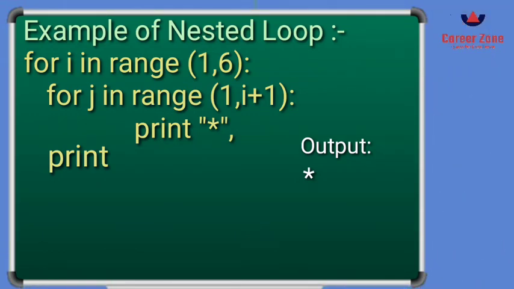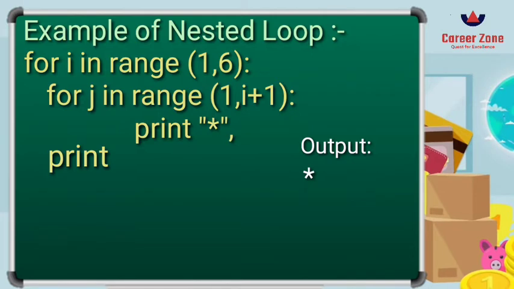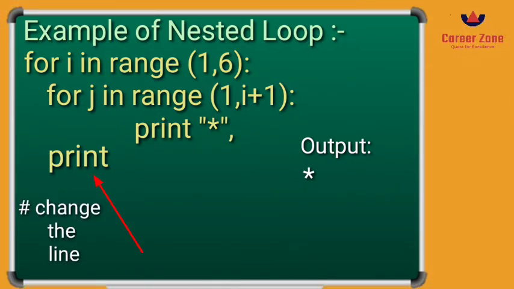So after the star is printed, the control will go to the next line where I have written the print statement, which means to change the line. So the control will go to the next line, and then it will increment the value of the outer loop, which is i. So the value of i will become 2. So the j loop will execute 2 times because the value of j will run from 1, i plus 1, which is 1, 3.